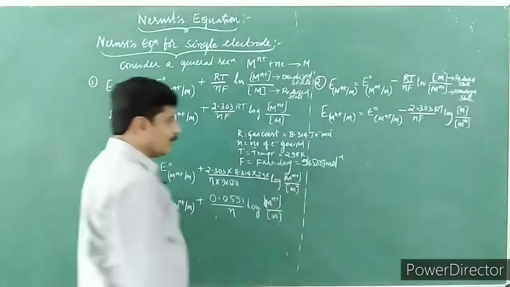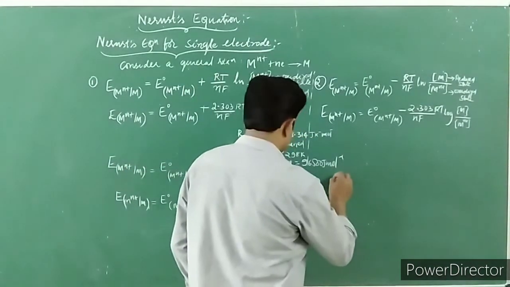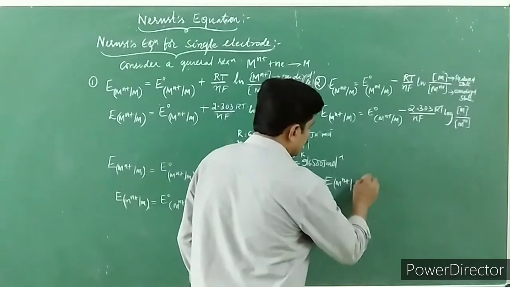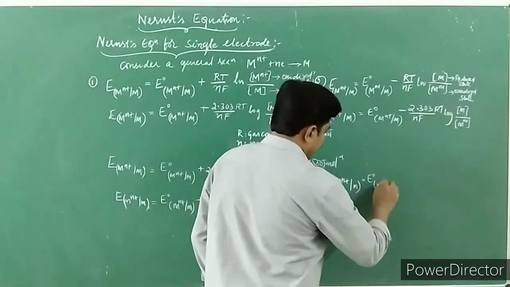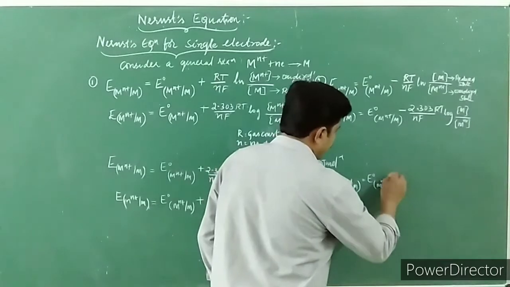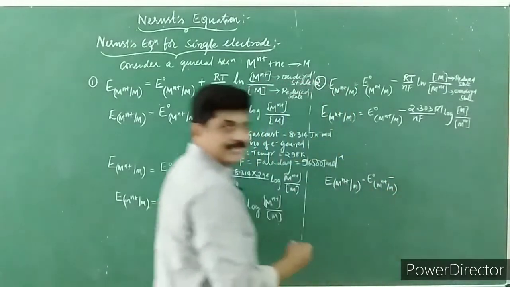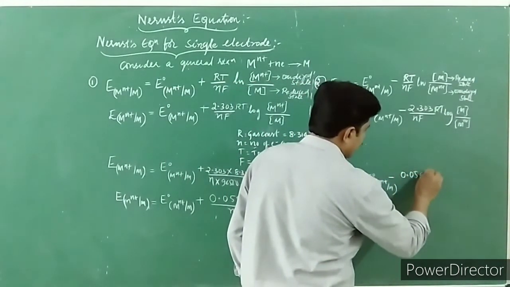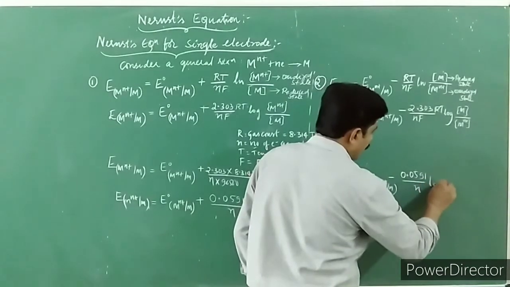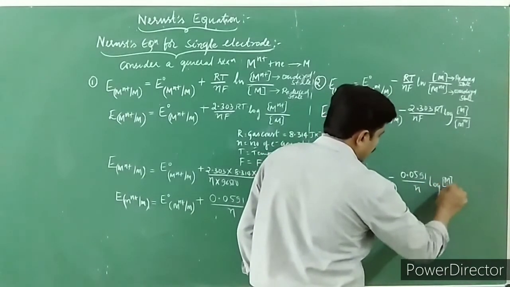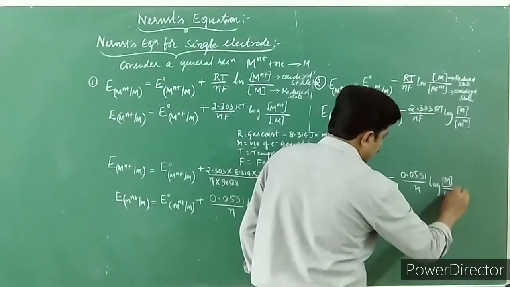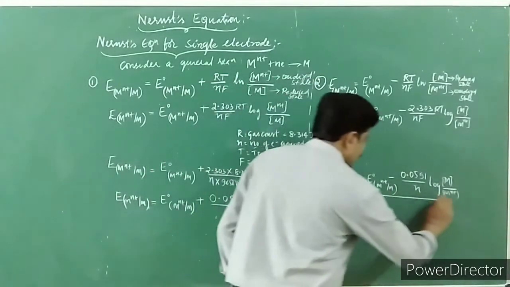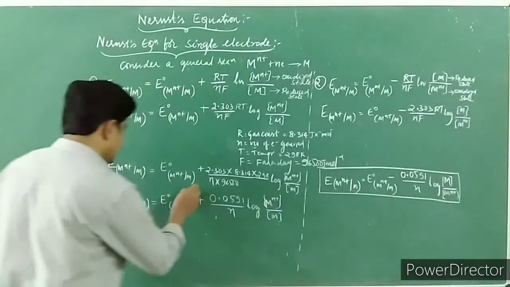Then let me write the other side also. Look at here, I'll write here. E_(Mn+/M) = E°_(Mn+/M) minus, directly I write the final value, 0.0591/n into log of molar concentration of metal upon molar concentration of Mn+ ions. Children, this is what the Nernst equation for a single electrode is.